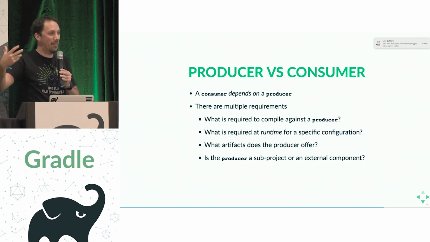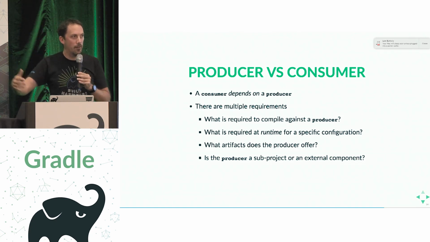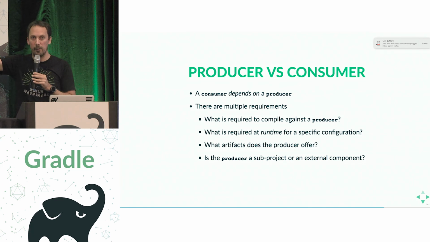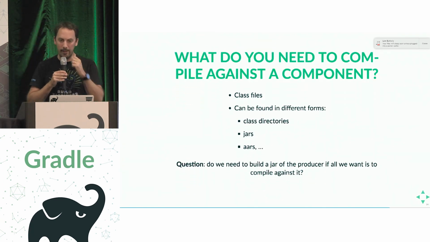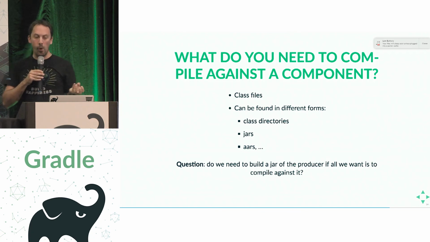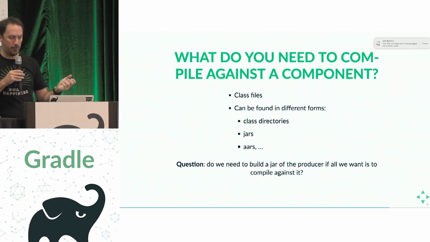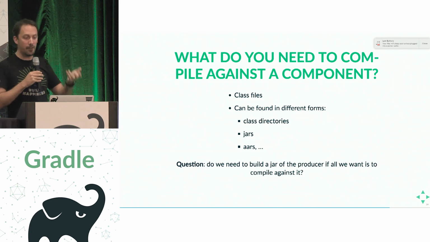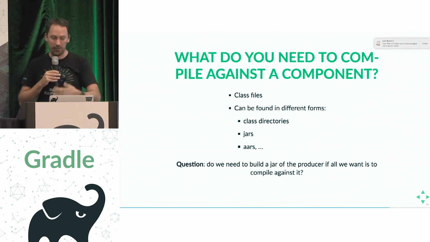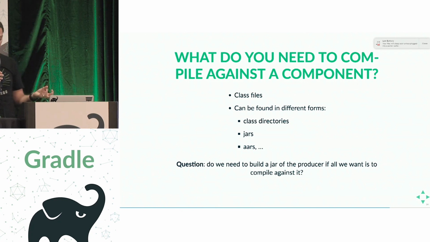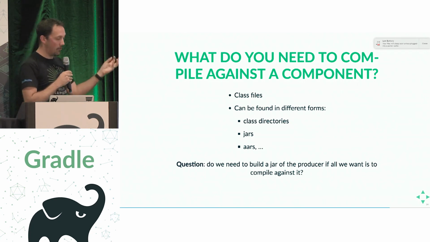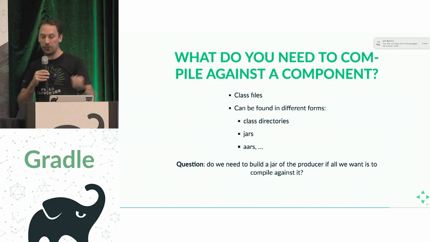Typically, it wouldn't make sense to link that way. So you need to be aware of the different kinds of dependencies that you have. So what does it mean in practice? When I compile against a component, I need the class files. I can find them in different forms: class, jars, AARs. And the question that the consumer is going to ask is different depending on what he wants to do.